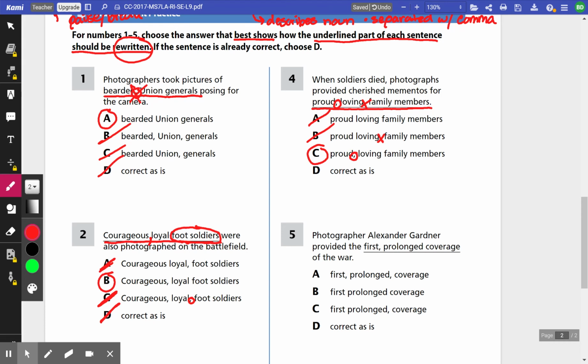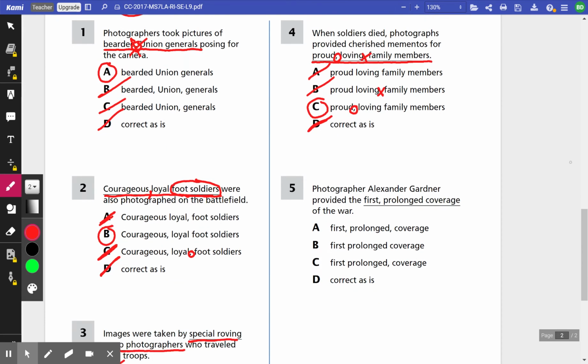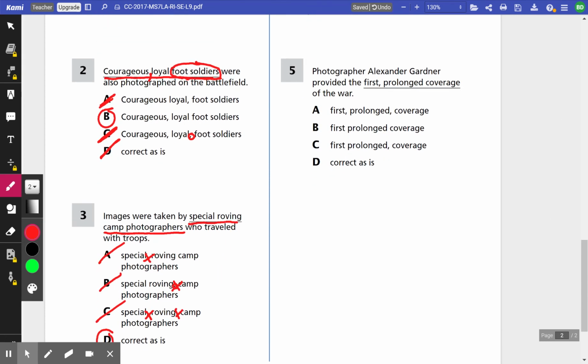Now answer choice D, we've kind of already touched on it, because we know that this is not correct as it is, right? Because we have to get rid of the comma between loving and family, because those are not coordinate adjectives, so they do not need that comma. So answer choice D is incorrect as well. All right, last one, guys, and we'll be finished.